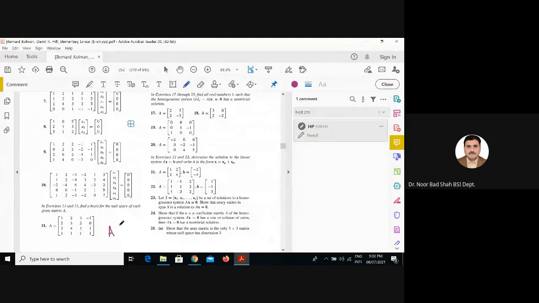If we are given a system AX is equal to 0, then the basis is called the basis for the solution space of this system of equations. And that basis is basically the null space for matrix A. Right?